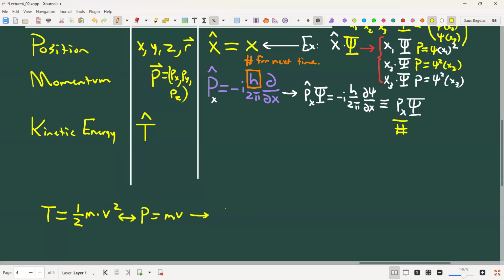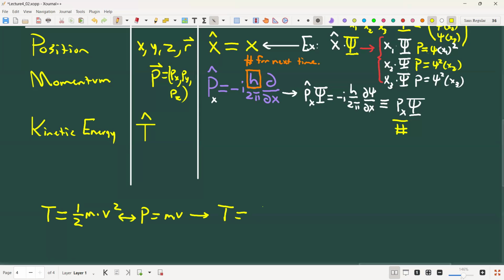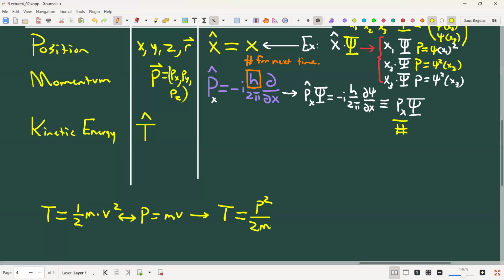So we could take these two equations and put them together, and we find something really nice. We find that T is equal to p squared over 2m. So the kinetic energy of the system is the square of the momentum divided by 2 times the mass. Well, we have an operator for momentum, so we can promote it.